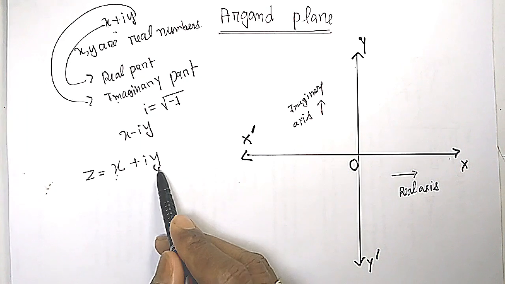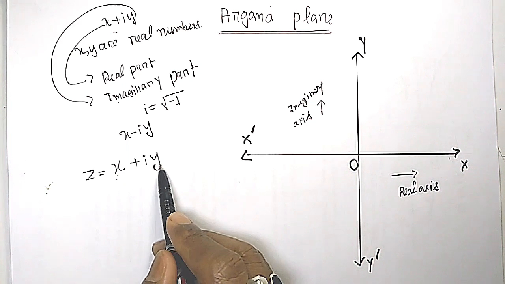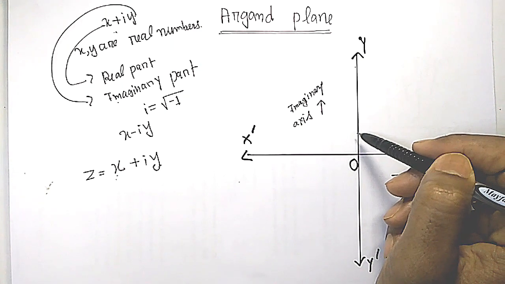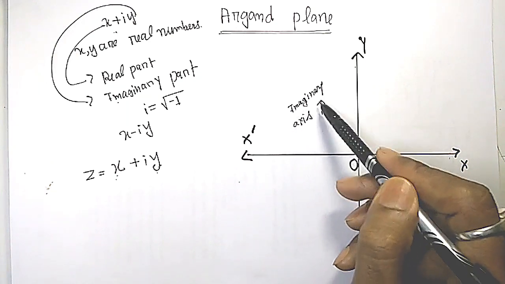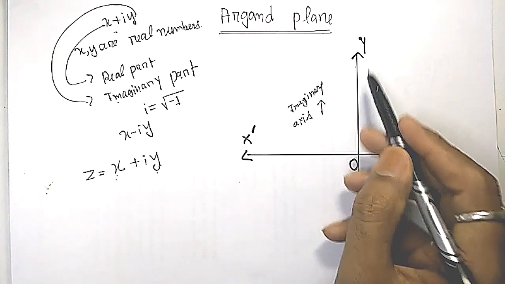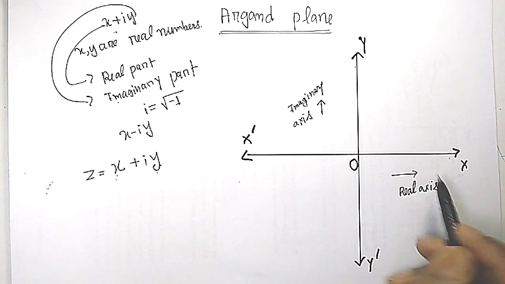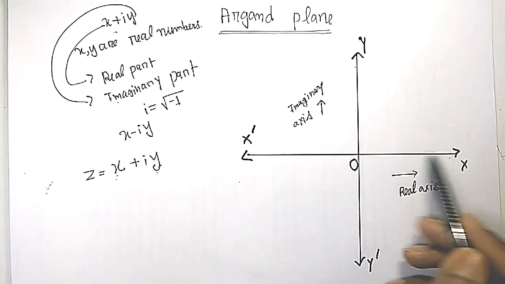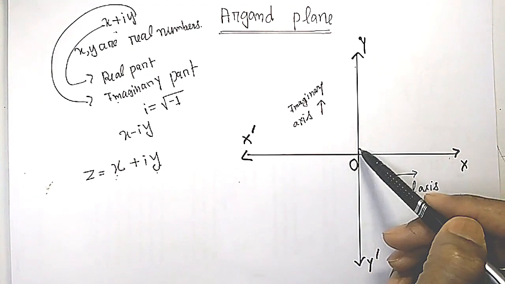Similarly, the imaginary part of any complex number is represented on the y-axis. That's why it is known as the imaginary axis. So the x-axis is the real axis and the y-axis is the imaginary axis. Simply remember: the real part of any complex number we represent along the x-axis, and the imaginary part along the y-axis.